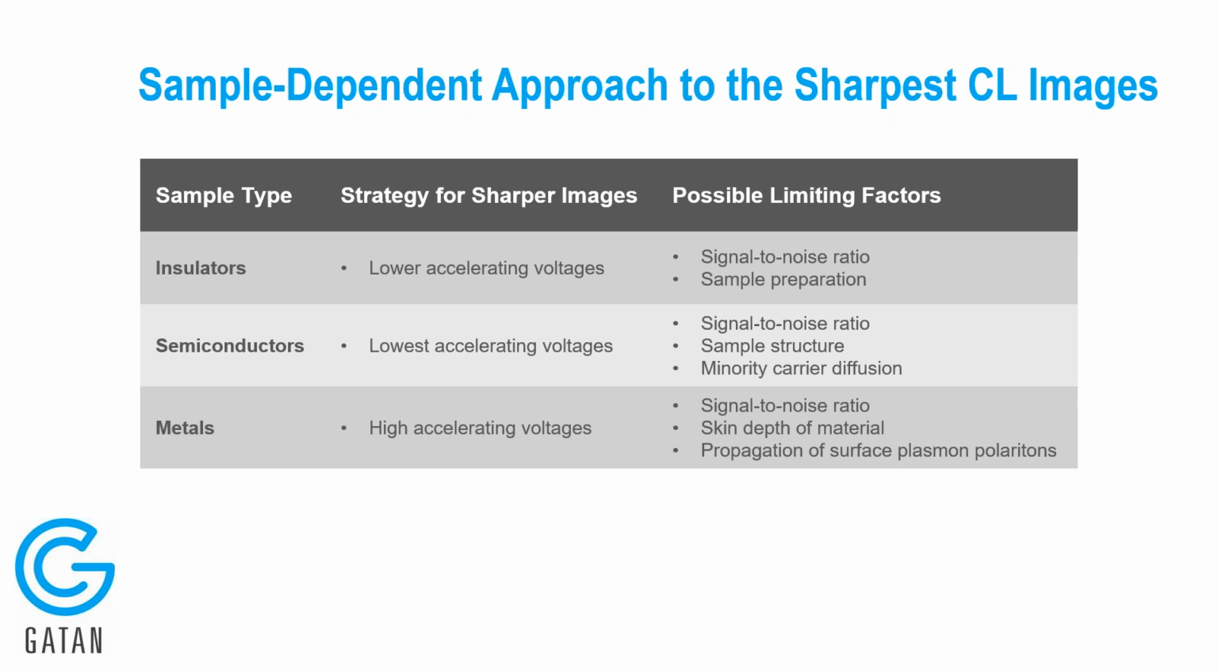And then there are a couple of material properties that we have to think about also that drive the spatial resolution we can achieve: the skin depth of the material and the propagation of the surface plasmon polaritons, which are the wave set up as the electron-specimen interaction absorbs the energy. So your type of specimen has a very strong impact over the way you set up your microscope in order to be able to collect the sharpest CL images.